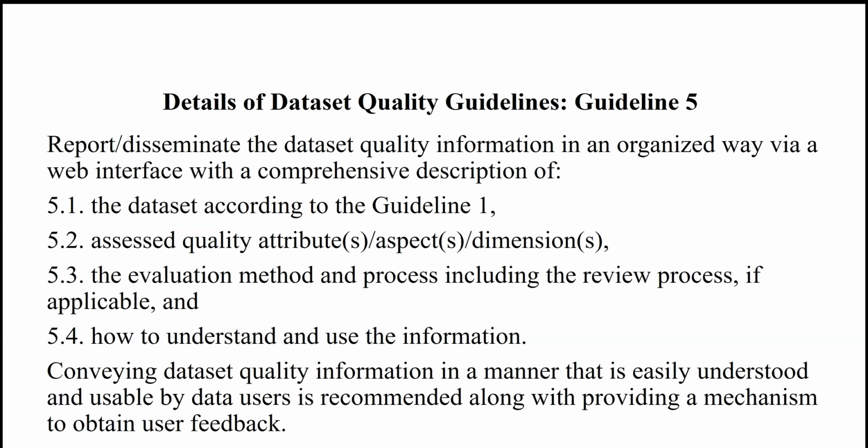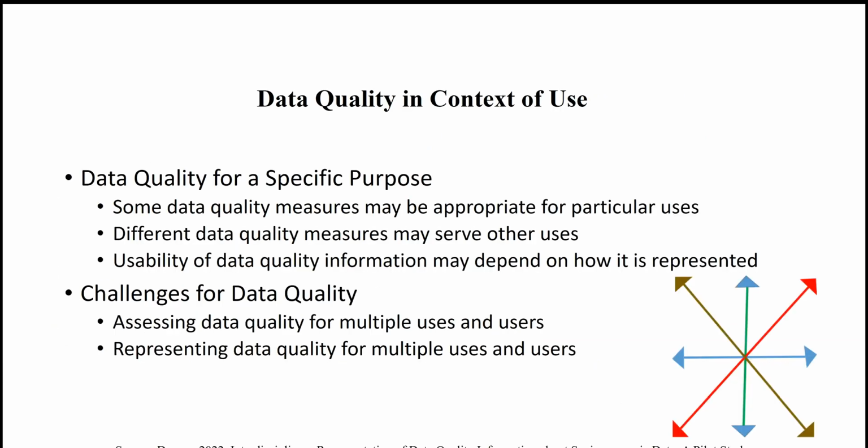So there we're following guideline 1 and having an assessed quality attribute or aspect or dimensions available. The evaluation method and process should be visible, viewable, and how to understand and use this information. So this should be done in a manner that is easily understood, and that gets back to this whole concept of using things because of the knowledge bases of the disciplines that might want to use the data set.